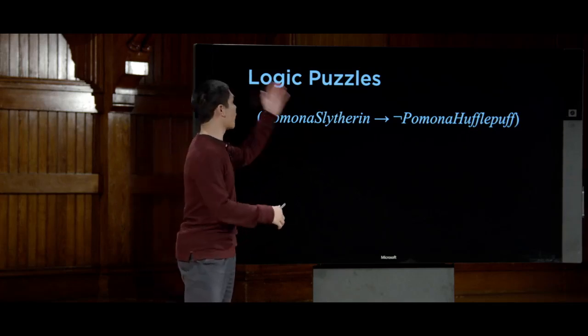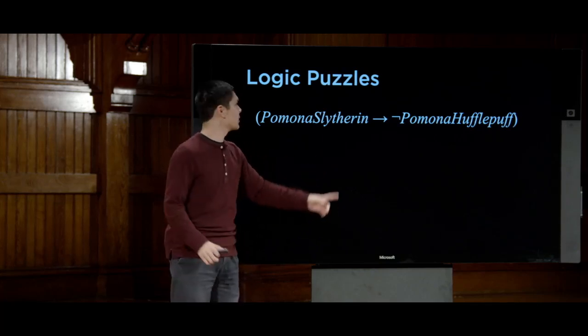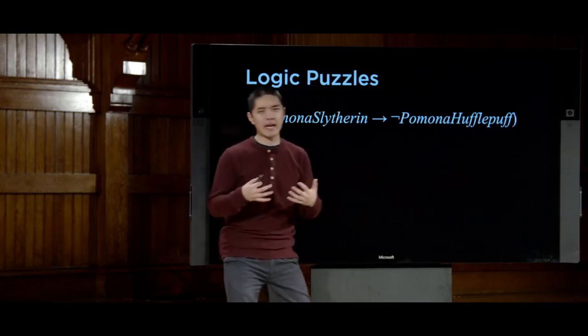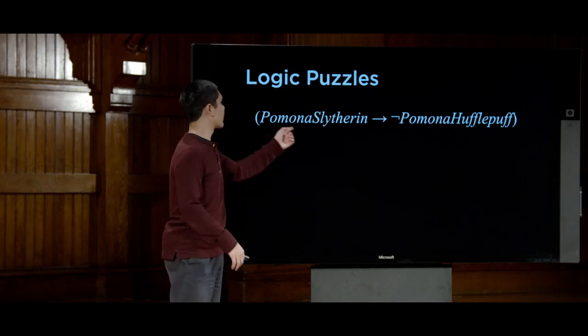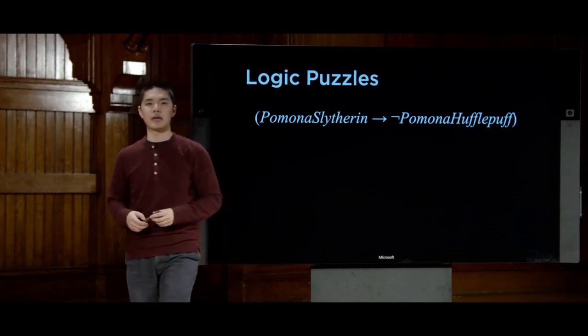And we know this for all 4 people and for all combinations of houses, that no matter what person you pick, if they're in one house, then they're not in some other house. So I'll probably have a whole bunch of knowledge statements that are of this form, that if we know Pomona is in Slytherin, then we know Pomona is not in Hufflepuff.